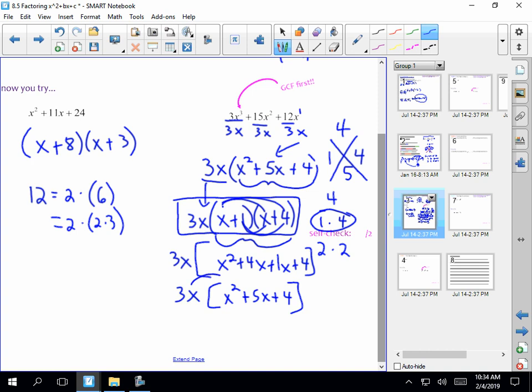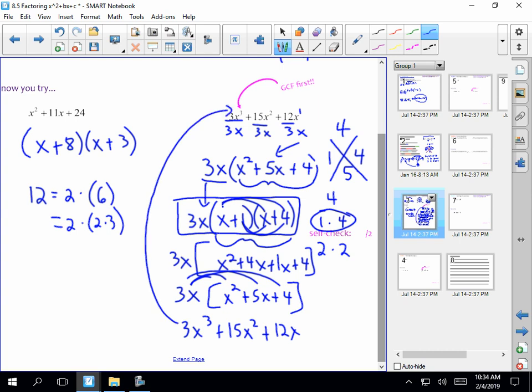And then if I distribute the 3x, as we did in the first section of this chapter, 3x to the third plus 15x to the second plus 12x gets me back to where I started, the original problem. So what I've boxed here is my factored form of this original problem, and I just did a check here to show that it does in fact equal through multiplication.